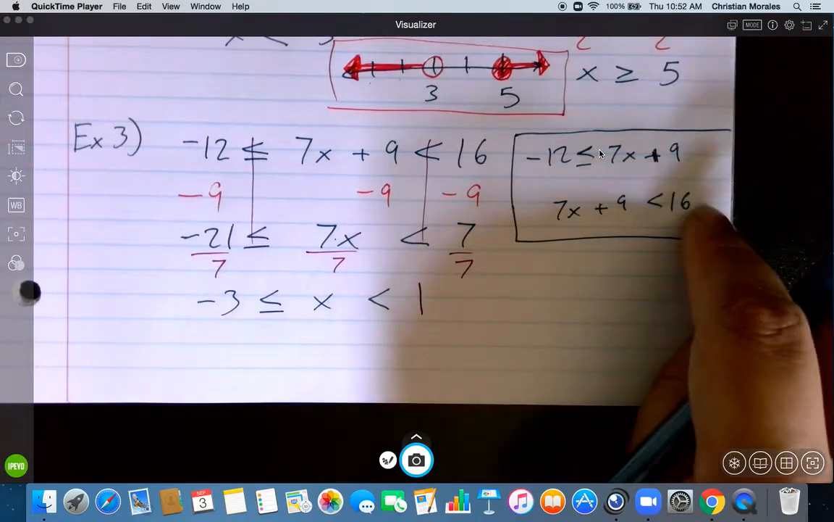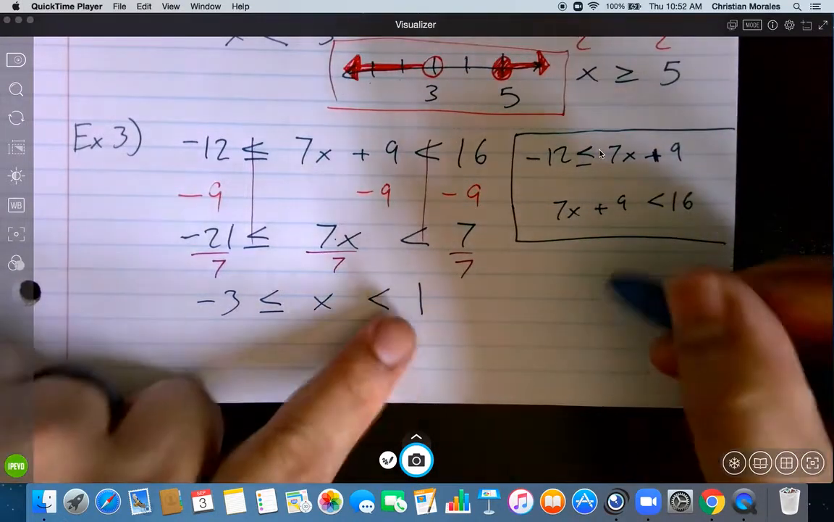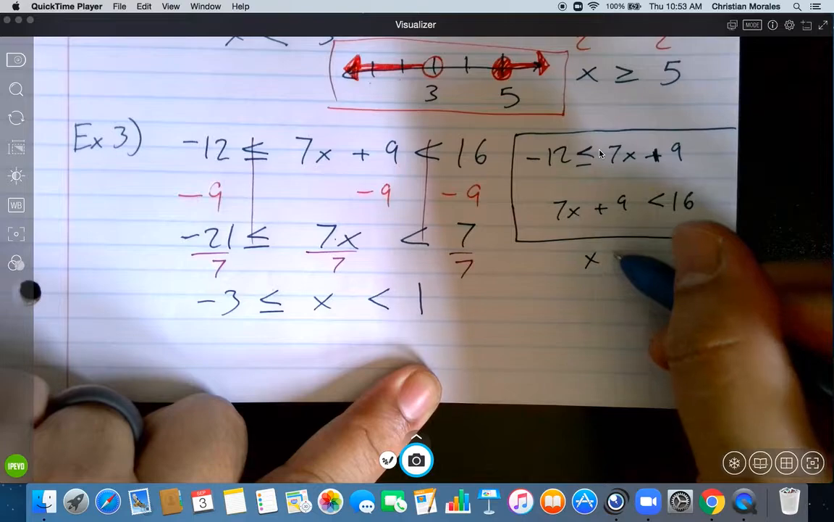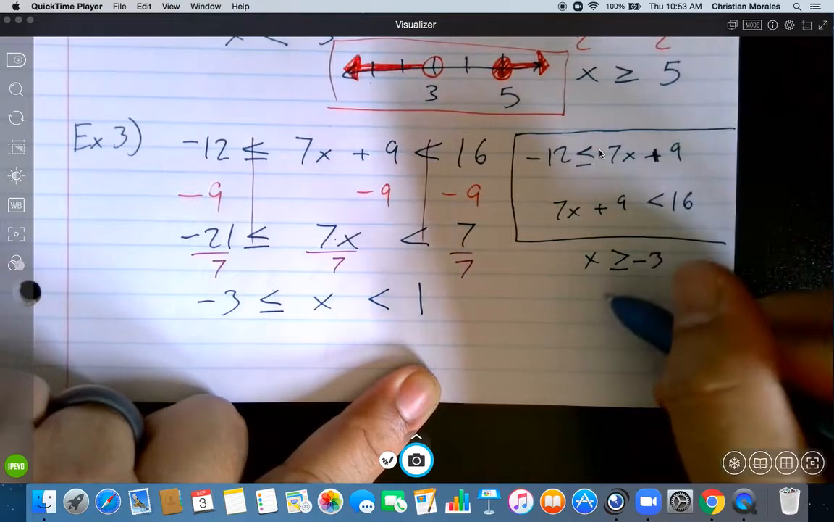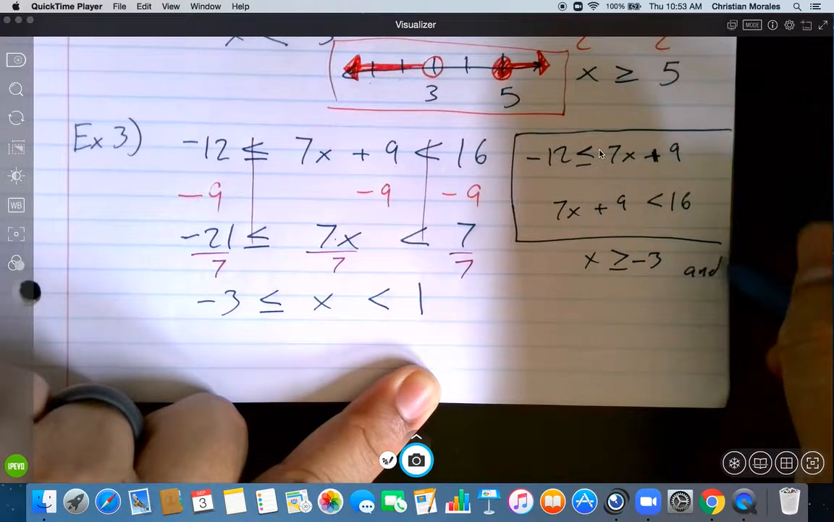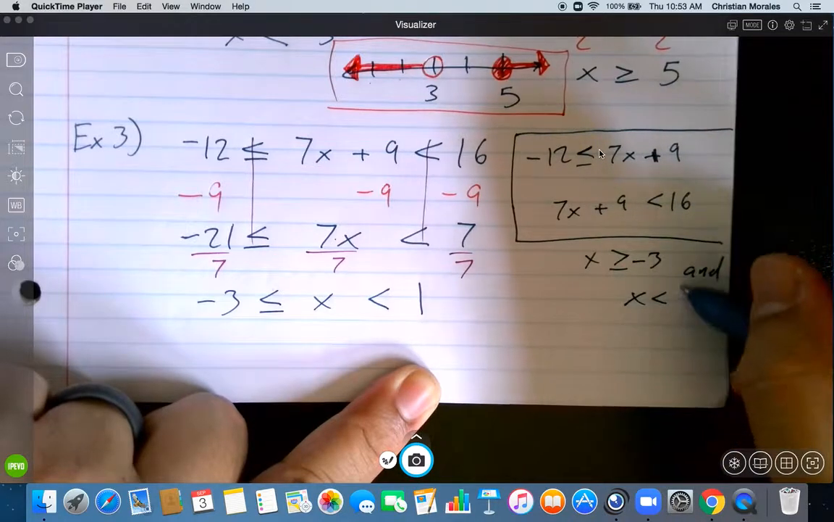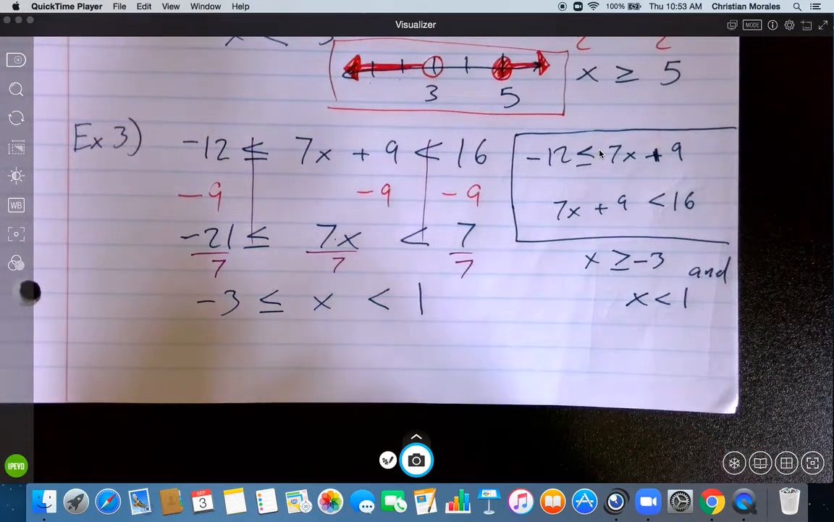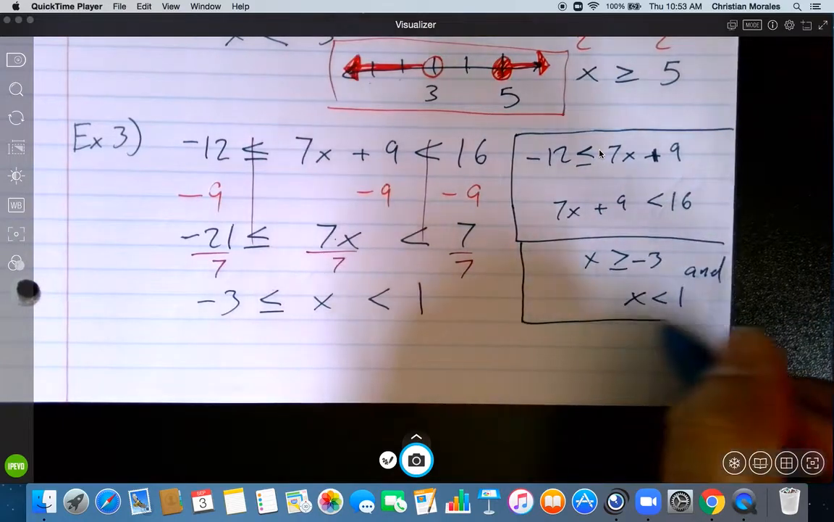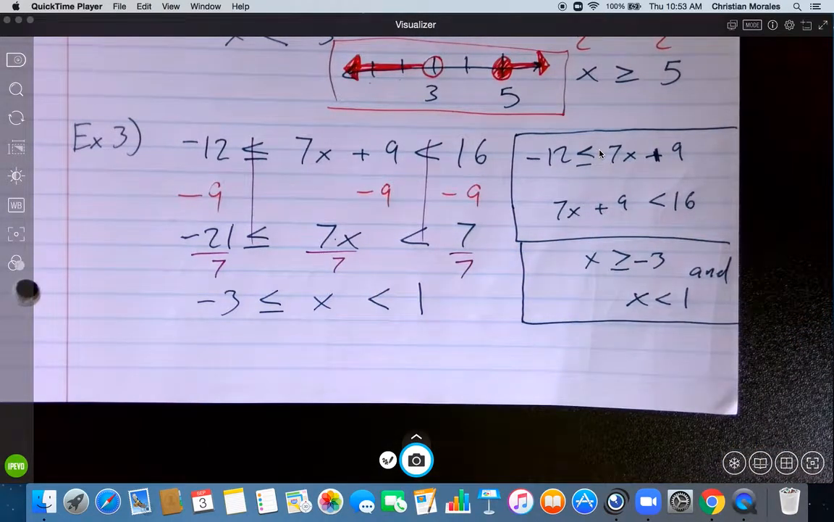So if you solved it here, you would get two different answers. You would get an answer like this, and another answer like this. You would get the same thing if you did it this way, okay? But now we have to graph it.